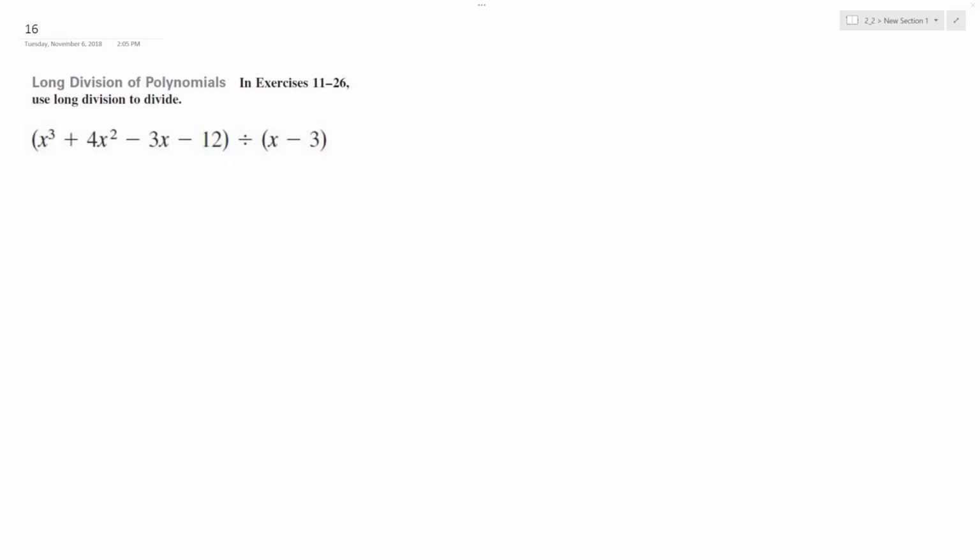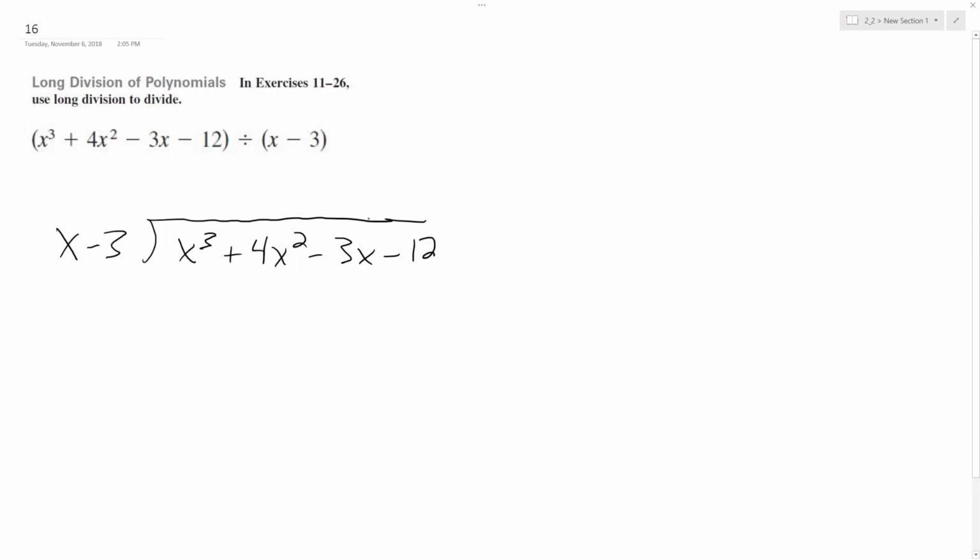All right, so we want to solve this using polynomial division, long form division. So setting this up, and I'll show you how to do this. Okay, so what we're going to do here is how many times does x go into x cubed? It goes into it x squared times, and then I'm going to multiply this through.